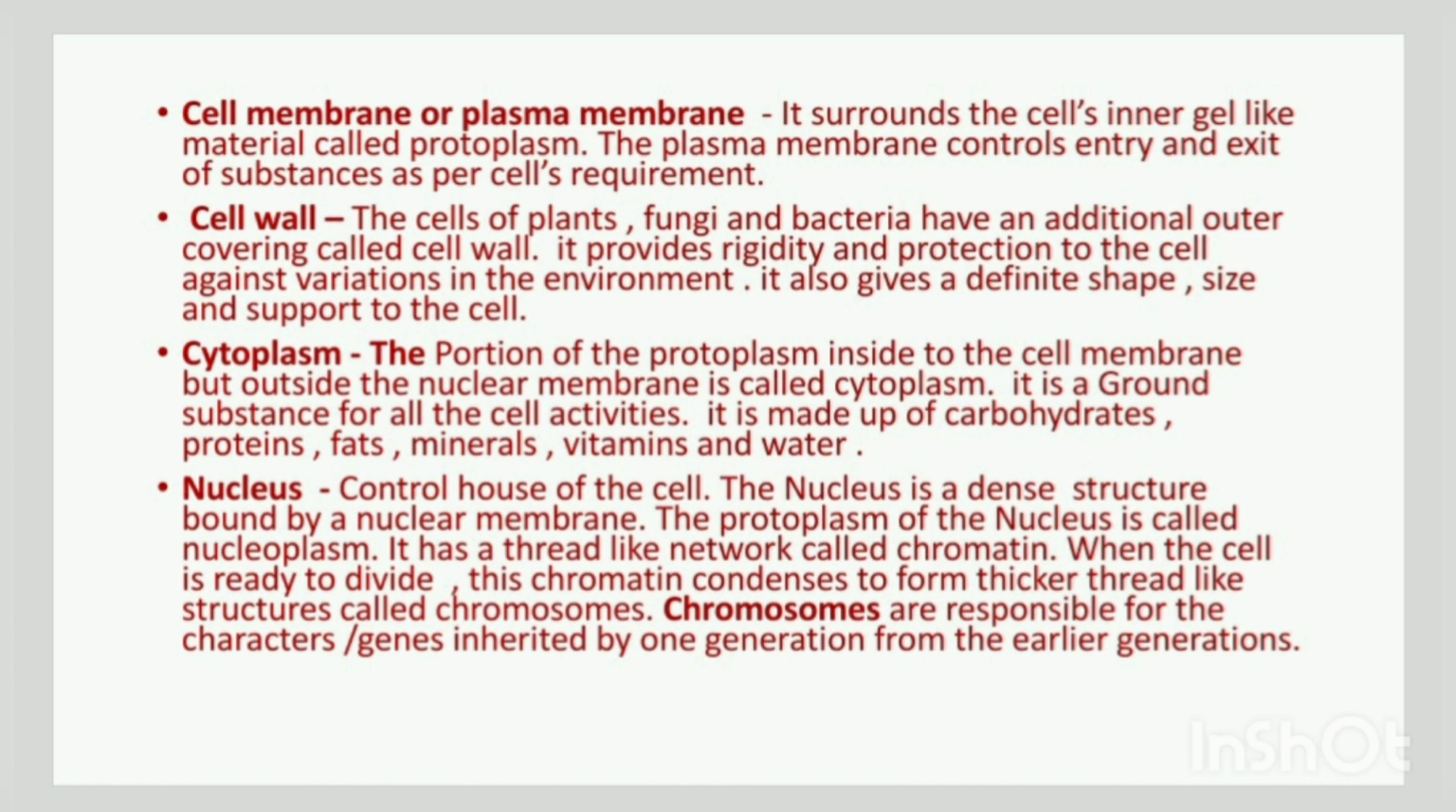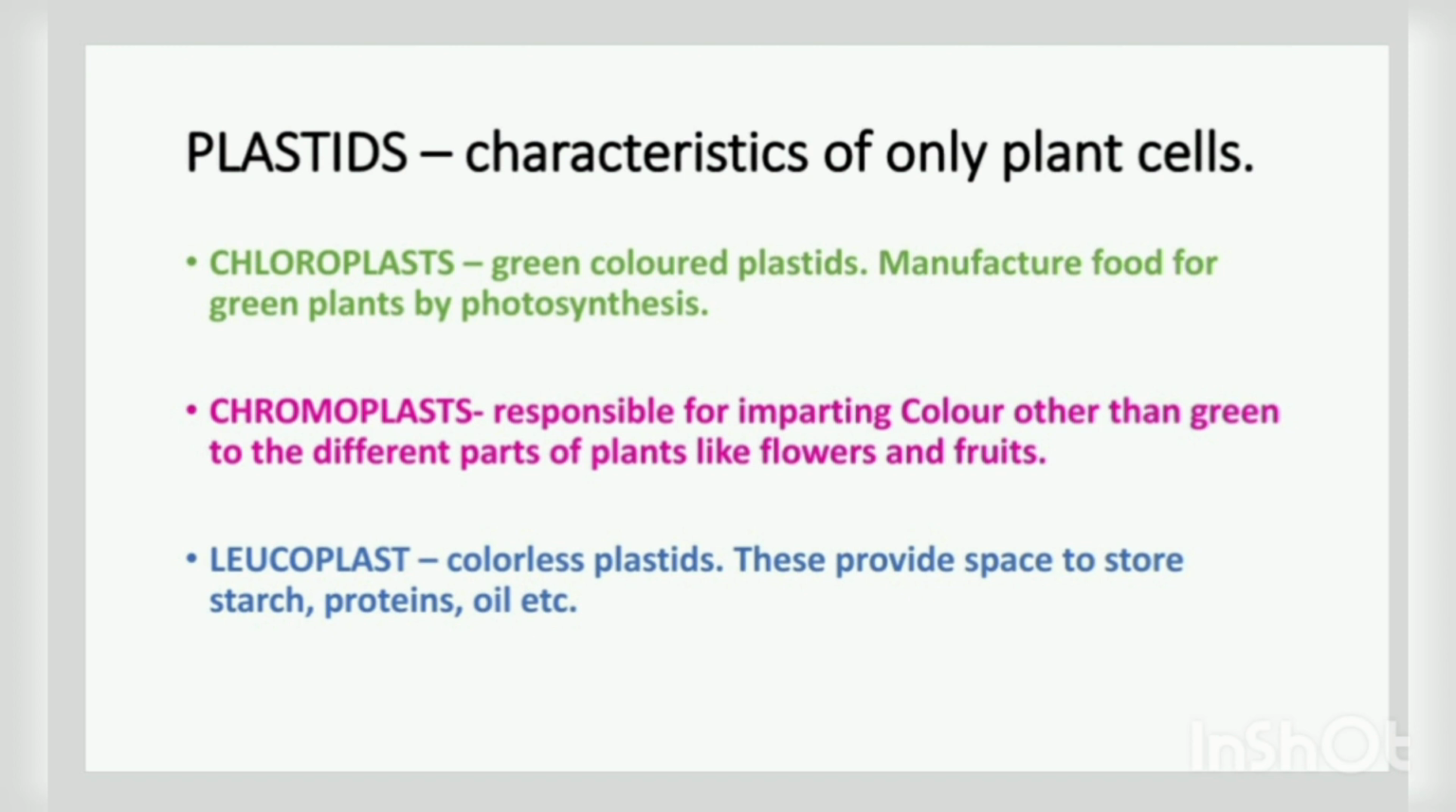Now we will talk about the other cell organelles which are present in the cytoplasm. The first one we will talk about is the plastid. What is a plastid? A large cell organelle present in the cytoplasm, which contains pigments that provide color to the cell. There are three types of plastids, especially in the plant cell. These are not present in the animal cell.